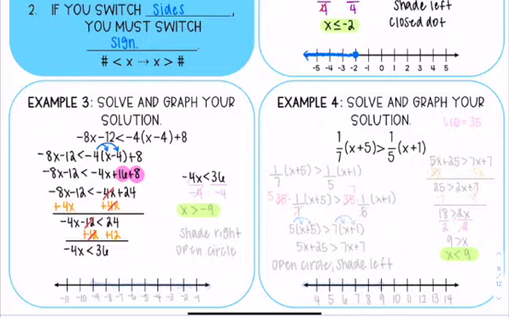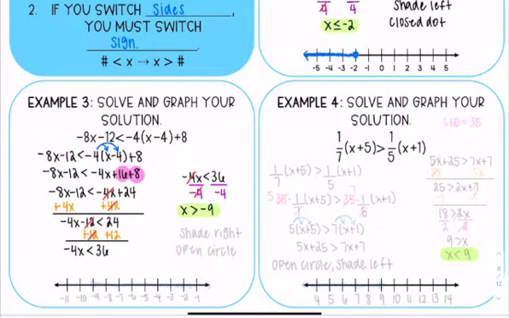So I need to divide both sides by -4. But I am dividing by a negative number on both sides. And so that means that I need to flip the sign when I do this. And so we end up with x is now greater than -9.